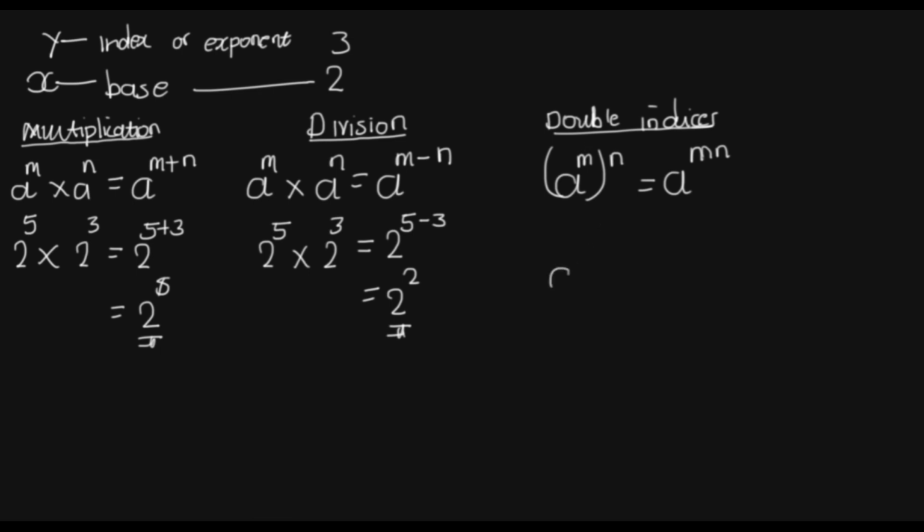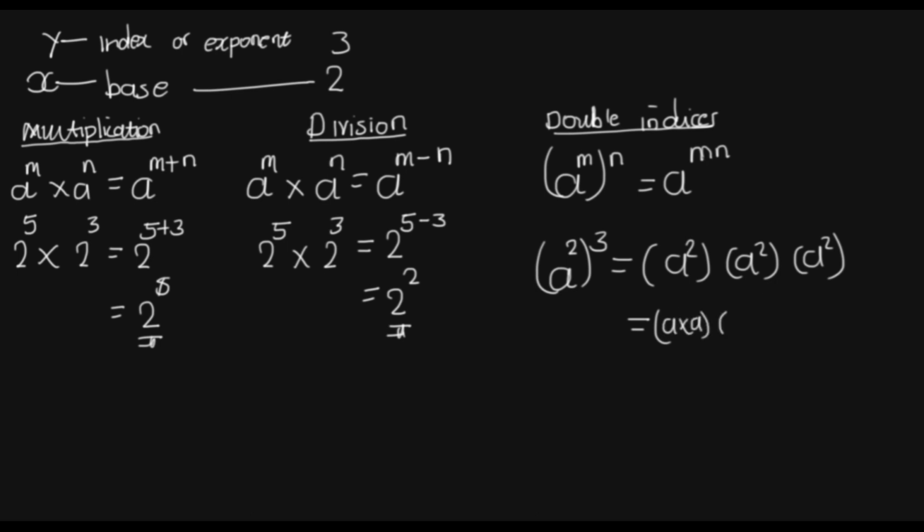For example, if we have a raised to the power 2 enclosed in brackets, raised to the power 3, this is the same as a raised to the power 2, 3 times, since we have the 3. So here we can say the first bracket is a times a, so a squared times a squared times a squared.